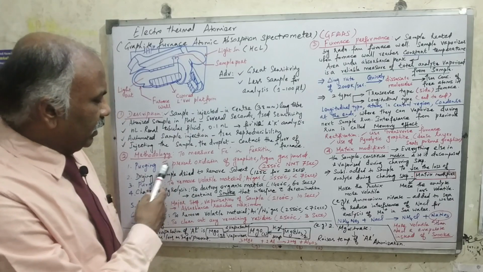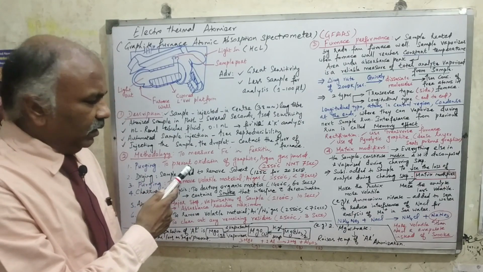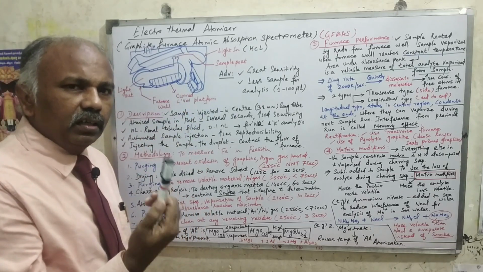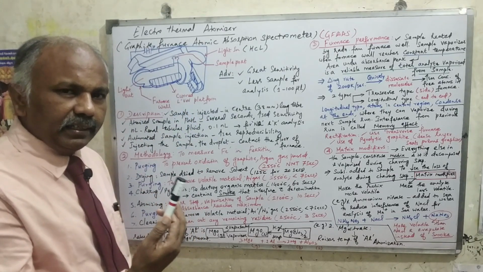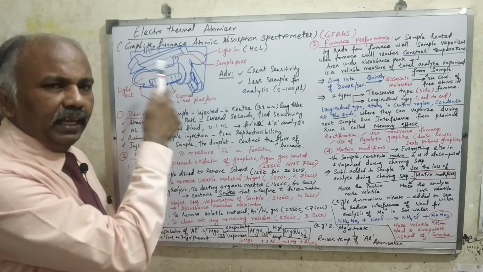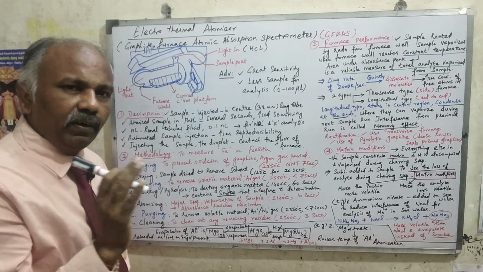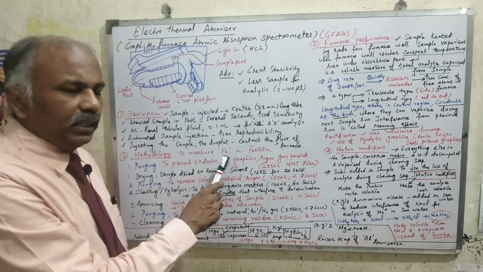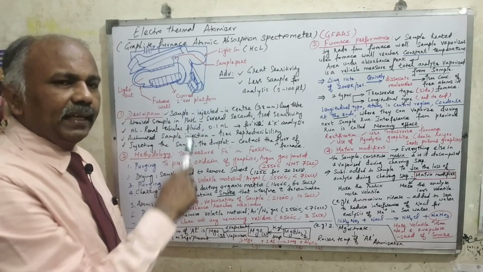So if you look at the methodology here, the first step is purging. Why do we have to purge? We purge with inert gases like argon or nitrogen, or some gases like neon. We are purging with an inert gas inside the graphite furnace initially for some time period. What is the role of purging? To prevent the oxidation of graphite, argon gas is used.